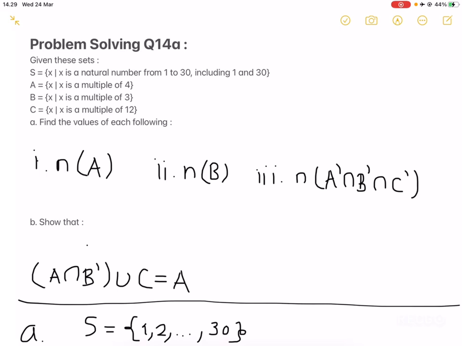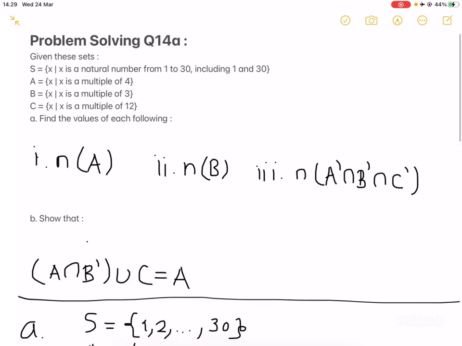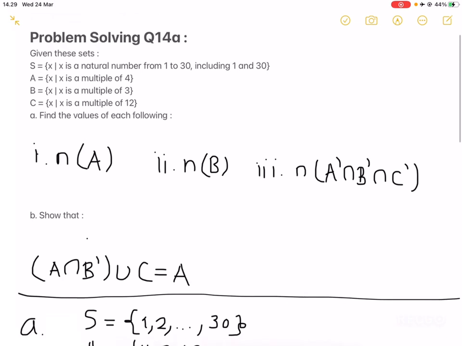Given these sets, S is the universal set that contains all natural numbers from 1 to 30, including 1 and 30. A is the set that contains all multiples of 4, B is the set that contains all multiples of 3, and C is the set containing all multiples of 12. For part A, we need to find the values of each of the following.